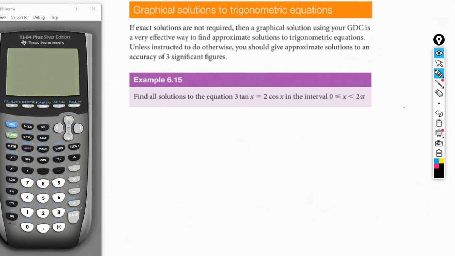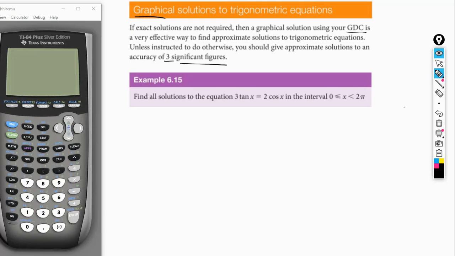So next we're going to take a look at graphical solutions to trigonometric equations. If exact solutions are not required, then a graphical solution using your GDC is a very effective way to approximate solutions to trigonometric equations. Unless instructed to do otherwise, you should give approximate solutions to an accuracy of 3 significant figures. So this would be like a paper 2 question.